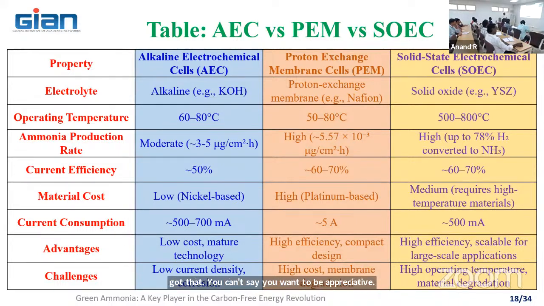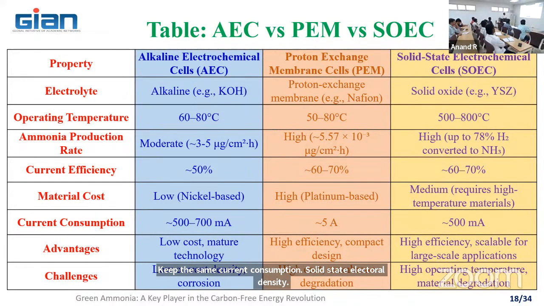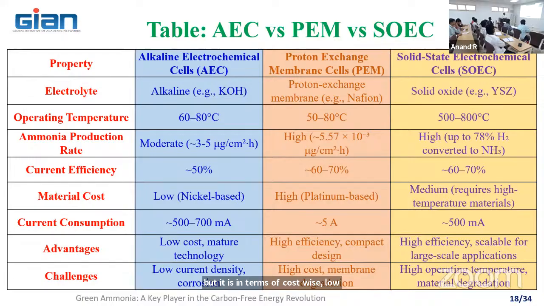For alkaline, the current consumption is 500 to 700 milliamps. Proton is about 5 amps. Solid state is also almost 5 amps. So for the same current consumption, solid state electrolytes are better than alkaline electrolytes. But in terms of cost, alkaline is low cost, a mature and proven technology. Proton exchange has high efficiency and compact design.